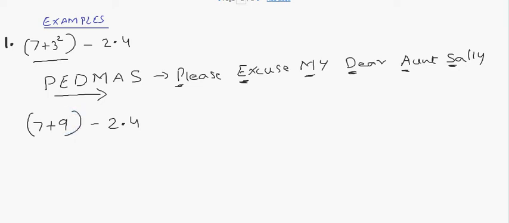7 plus 9 is 16, minus, and the next operation in the expression is to perform multiplication or division. We don't see any division here, so we see multiplication. So perform the multiplication: 2 times 4 is 8, and then perform the subtraction, which is 16 minus 8, which gives you 8. And that's the answer.